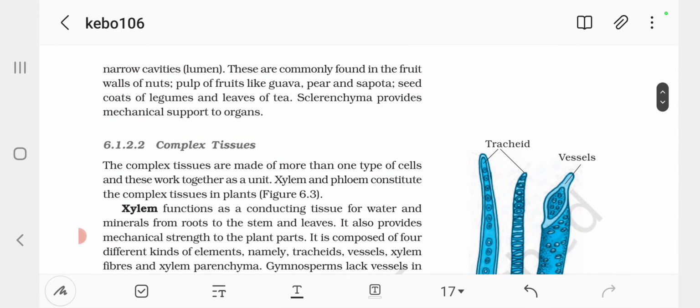These are commonly found in the fruit walls of nuts, pulp of fruits like guava, pear, and sapota, seed coats of legumes, and leaves of tea.